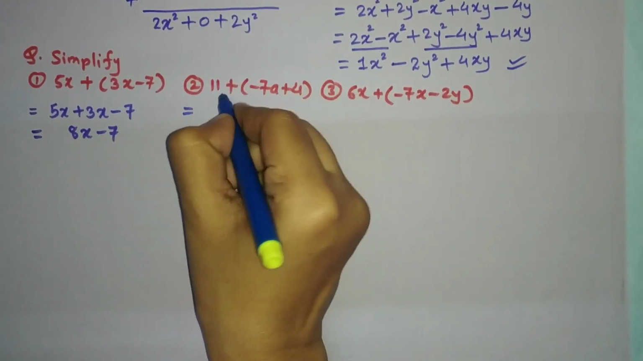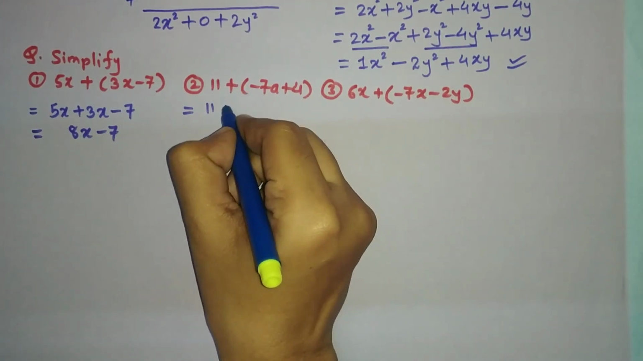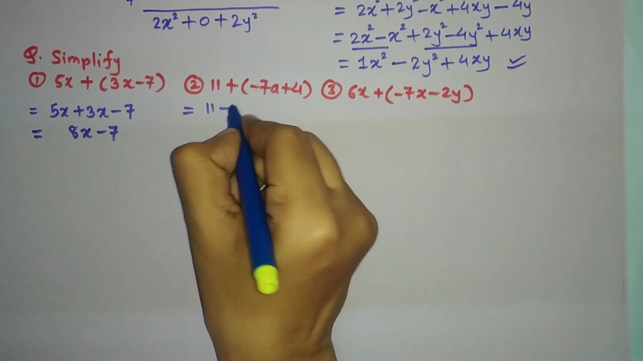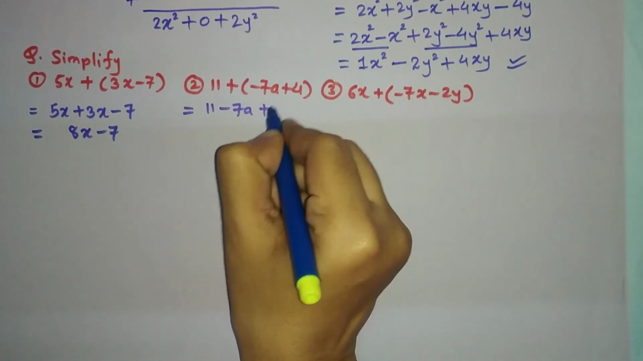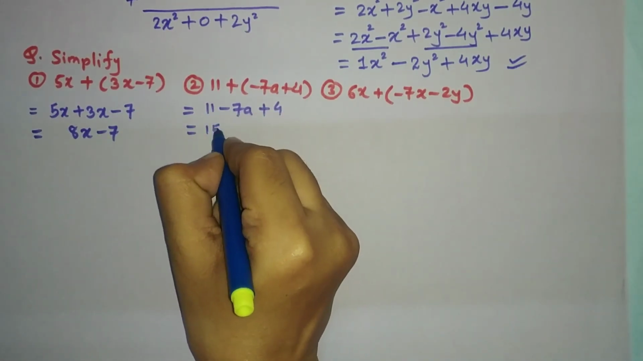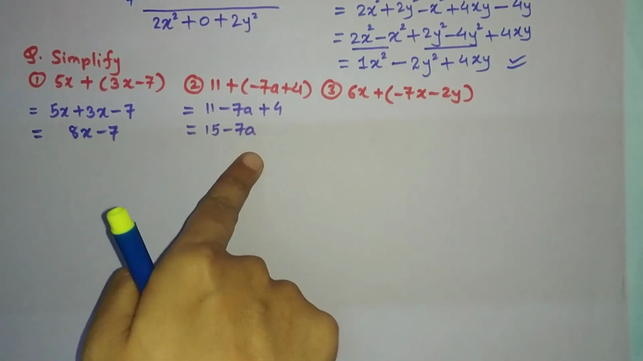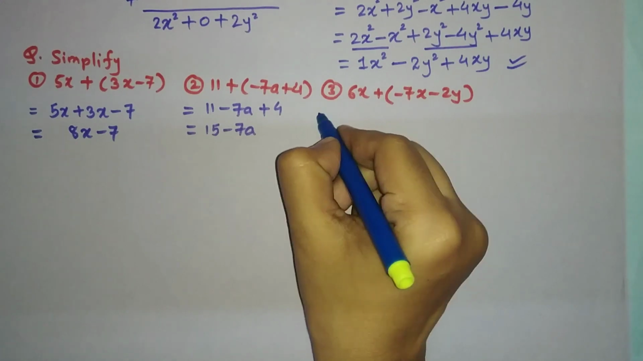Now we'll go for here 11. Here plus is outside, means the inside signs will not change. Plus minus minus 7a, and here it is plus 4. 11 plus 4, we know that is 15 minus 7a. 7a does not have any like term, so it will remain as it is.